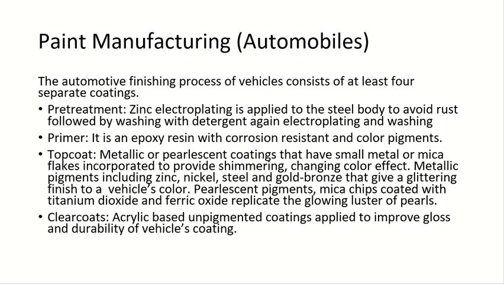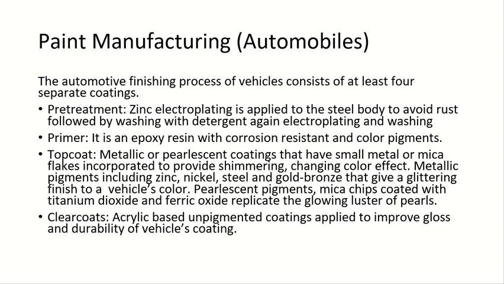Now, how the automobile paint is done. So it consists of four separate coatings. First is the pre-treatment, in which zinc electroplating is done to the steel body in order to avoid rust, and this is again washed. Again the process is repeated. Second is primer, epoxy resin coating for corrosion resistant and color pigments. The resin consists of color pigments.